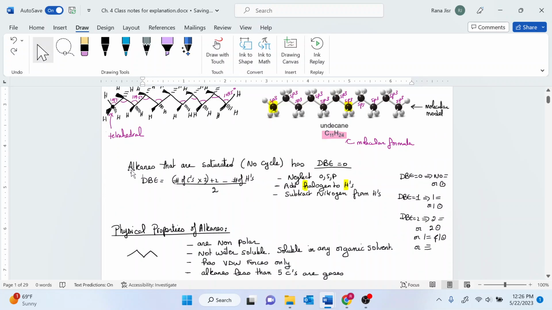If you are working with hydrocarbons other than alkanes, then you have to calculate the double bond equivalence. This is the formula of the double bond equivalence. You're going to add halogens to the number of hydrogens if halogens exist in your molecular formula, and if there is nitrogen in your molecular formula, subtract it from the number of hydrogens. A double bond is a DBE of 1, and a cycle is a DBE of 1. And then if you have a DBE of 2, there might be a combination between double bonds and cycles, or you will have a triple bond.